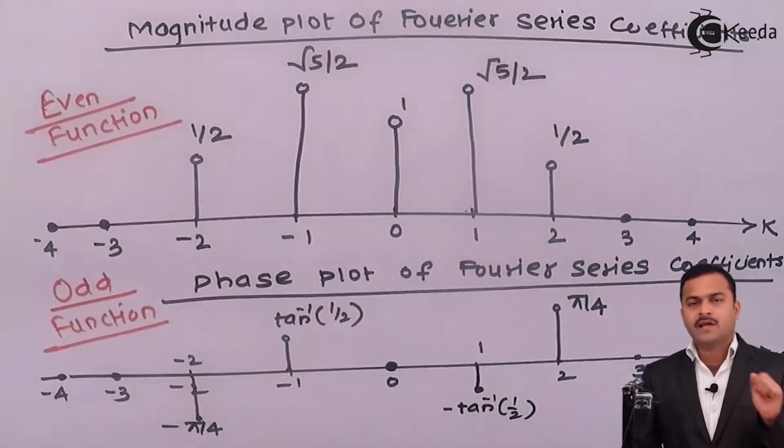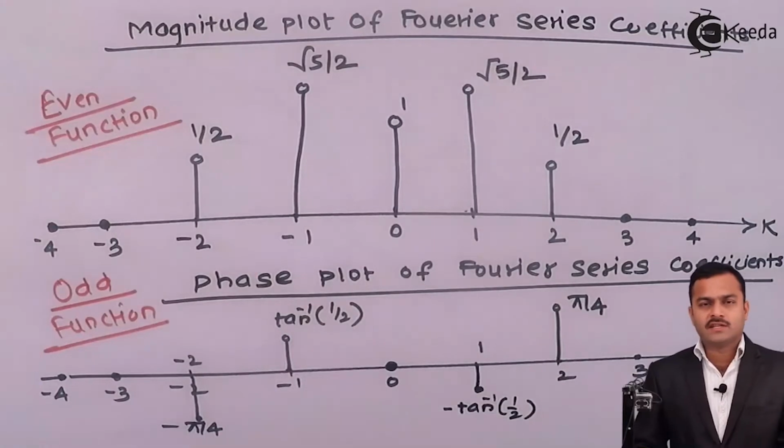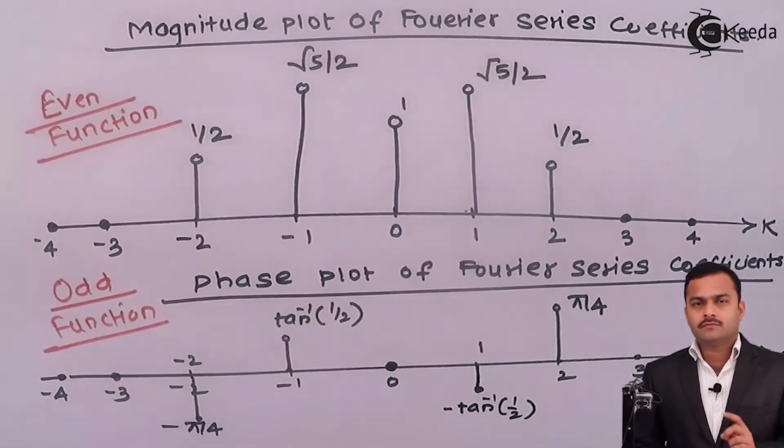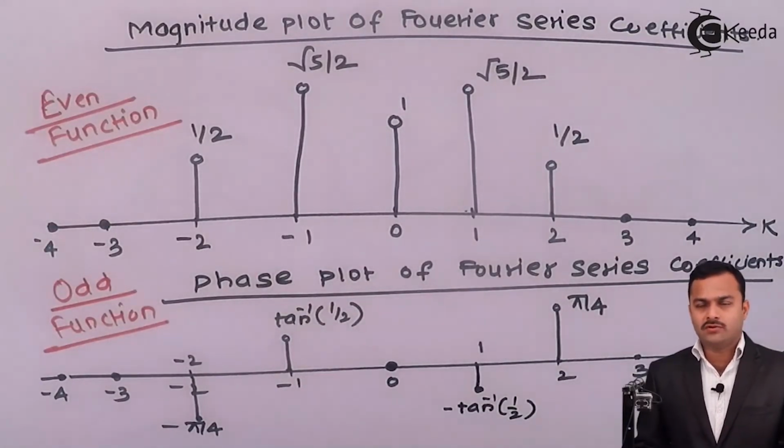So over here, what we have done, with the help of an equation given, we have calculated the Fourier series coefficients. We obtain complex numbers as Fourier series coefficients. From that, we plot a magnitude and phase of those particular coefficients.